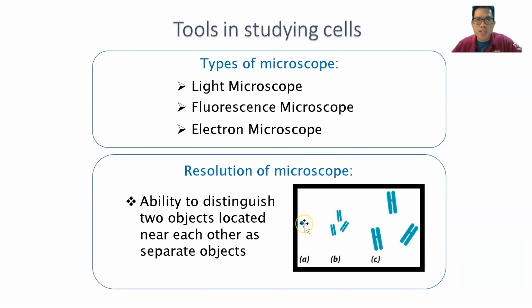Whereas this, you can only see one spot. So you require a higher-end instrument, for example an electron microscope, to go from seeing only one dot to being able to see three chromosomes in there. So it's more towards the resolution.